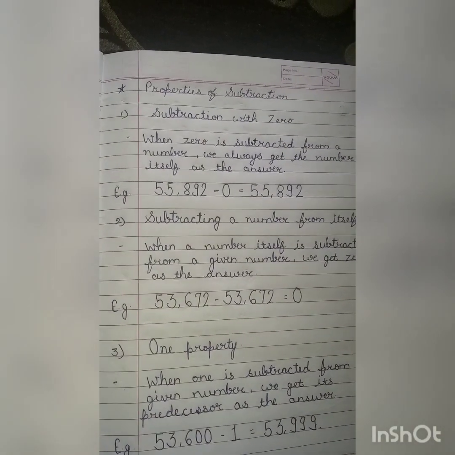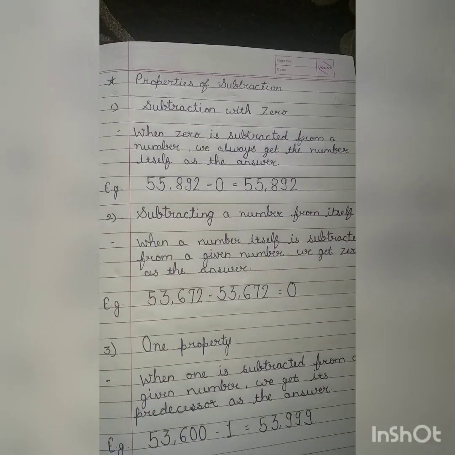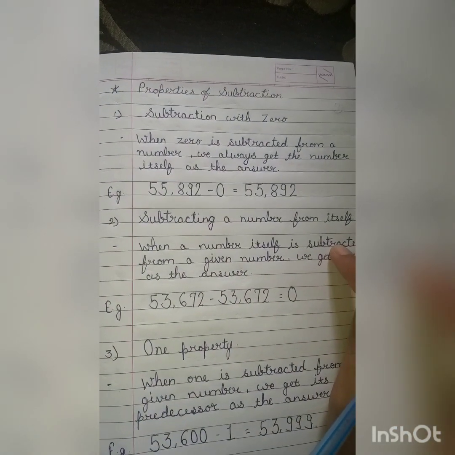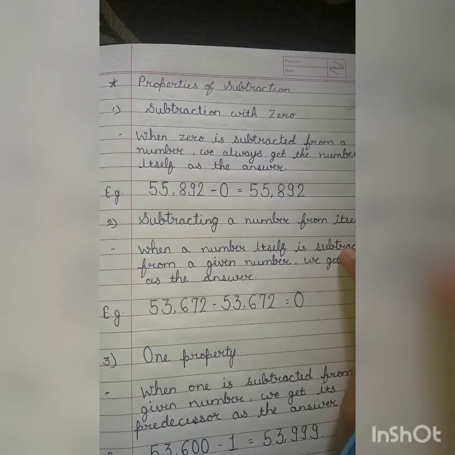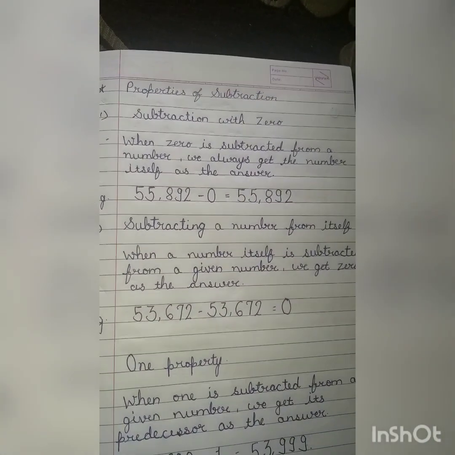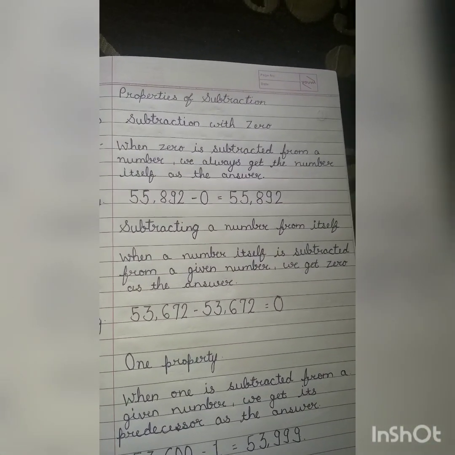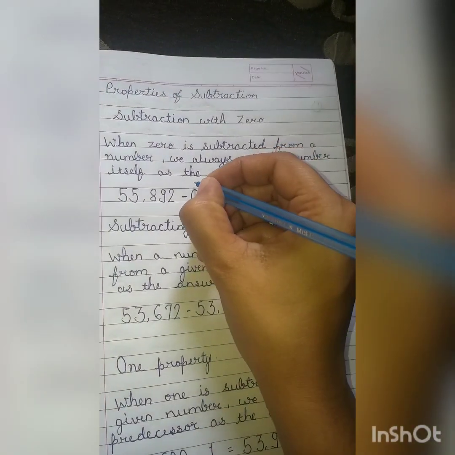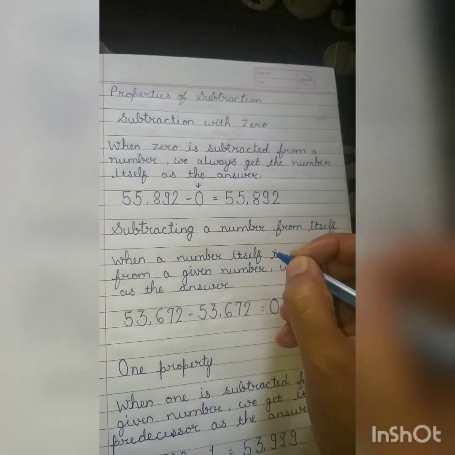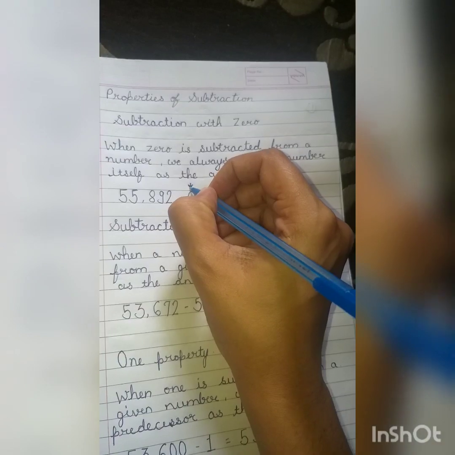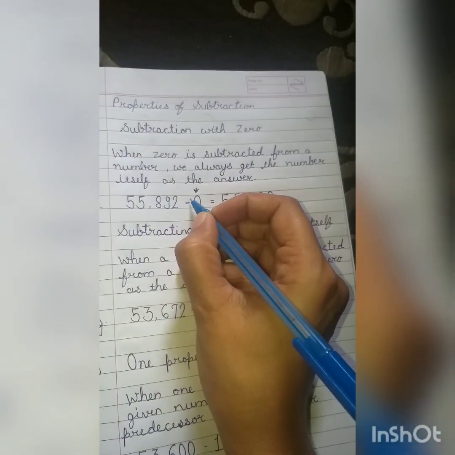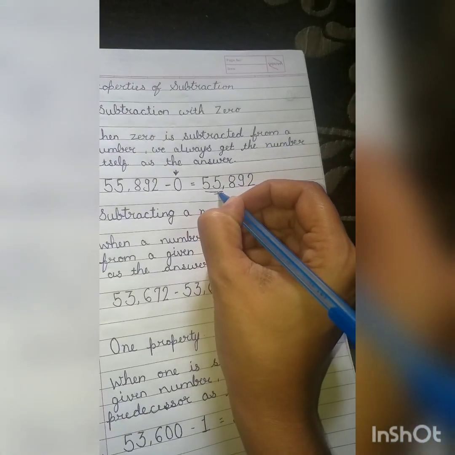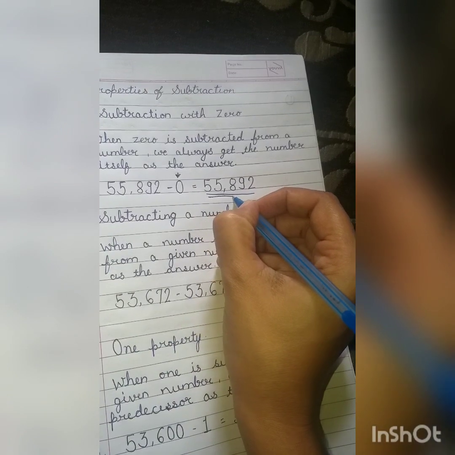We have seen different examples for this property, but here what is our example? 55,892, right? 55,892 minus 0 is equal to what is our answer, students? 55,892. That means when we subtract 0 from any number, we get the same number as the answer. Okay, here we can see that we got the same number as the answer.